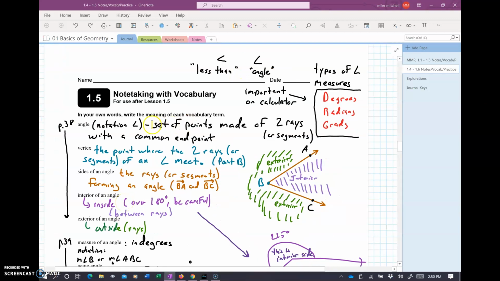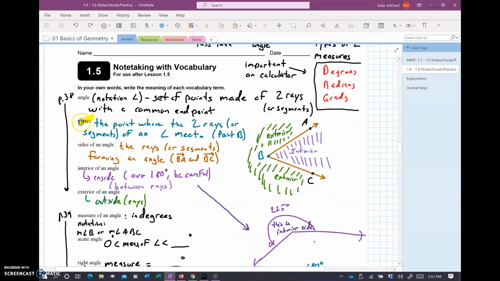We've got our definition. A set of points made up of two rays with a common endpoint. Could be segments on there. Over here's our angle. Two rays, there's one ray, there's two rays. There's our common endpoint, which we call the vertex on there. This is all color coordinated. Notice the vertex is blue. Point B, the vertex is in blue. That's where the two rays and segments of the angle meet, or point B.